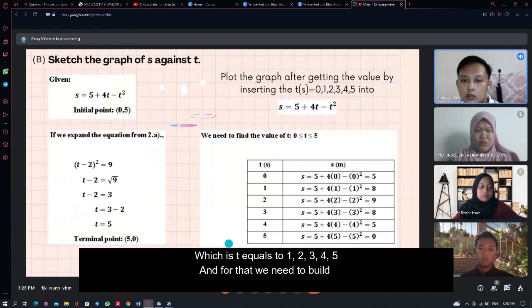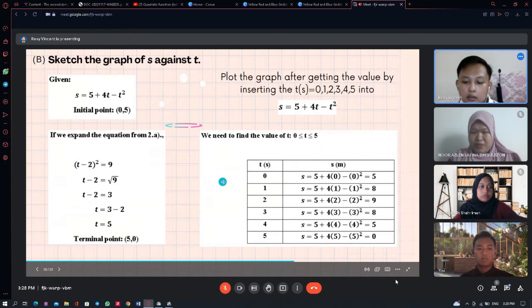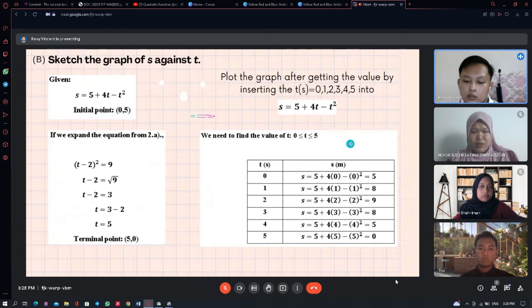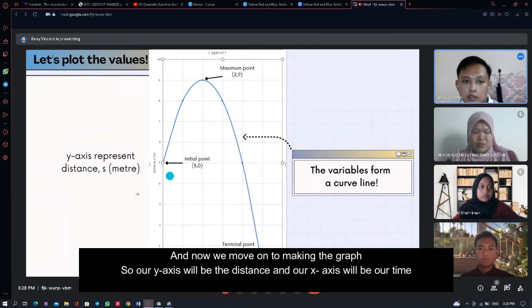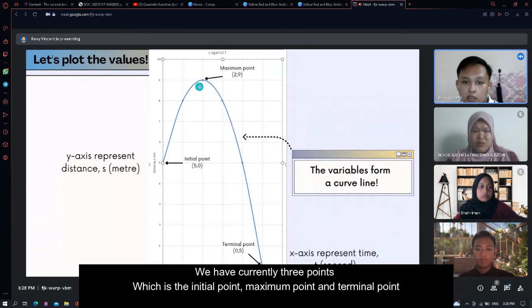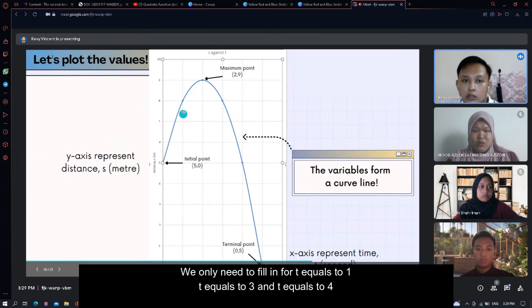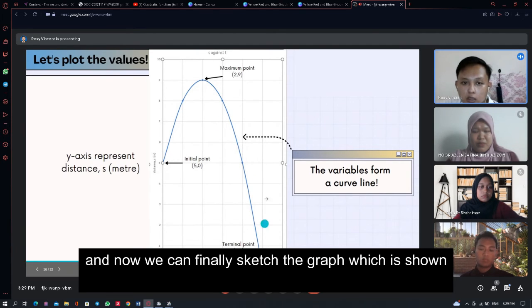For that, we need to build the table shown with the corresponding s values. And now we move on to making the graph. So our y-axis will be the distance and our x-axis will be our time. We currently have 3 points, which are the initial point, the maximum point, and the terminal point. We now only need to fill in t equals 1, t equals 3, and t equals 4. And now we can finally sketch the graph, which is shown.